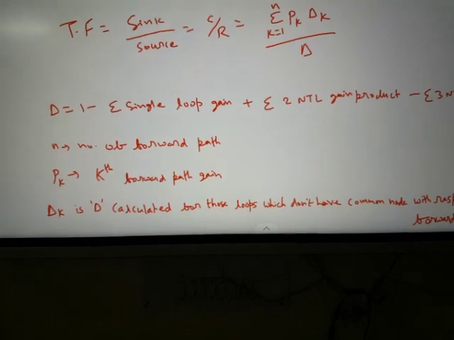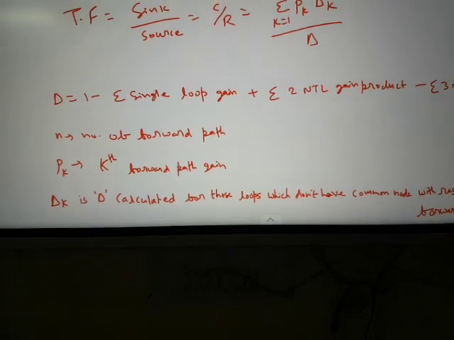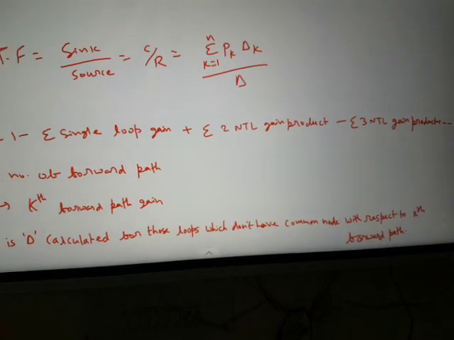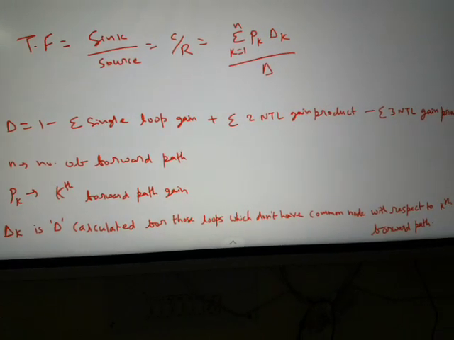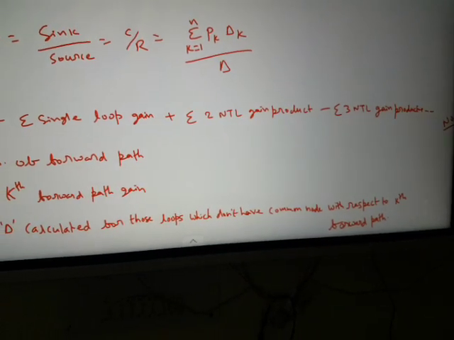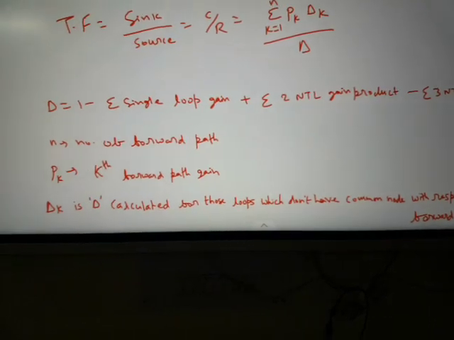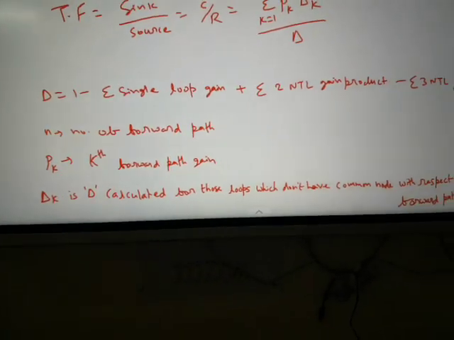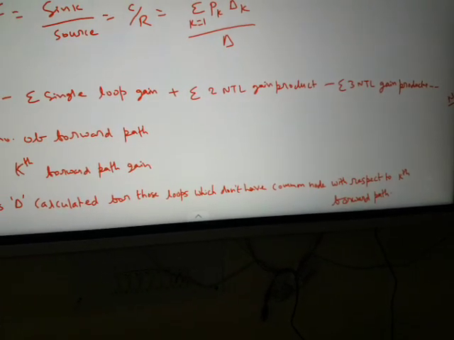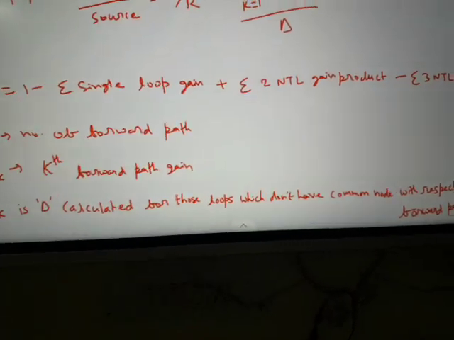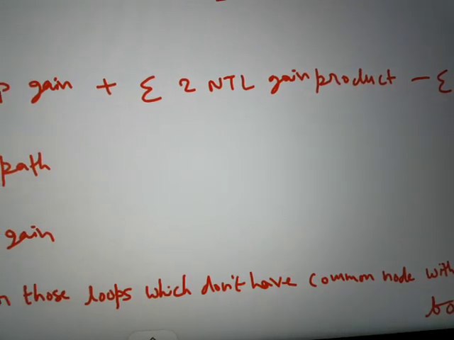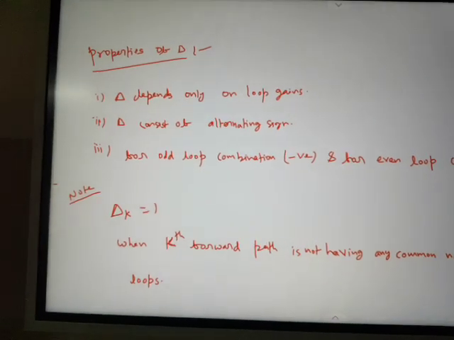Okay, del_k is nothing but delta calculated in that way. Delta is simply 1 minus summation of single loop gains plus summation of two non-touching loop gain products minus summation of three non-touching loop gain products, and so on. So del_k is delta calculated for those loops which don't have a common node with respect to the kth forward path. Through these examples we can easily understand how we use this formula. Now we see the properties of delta.